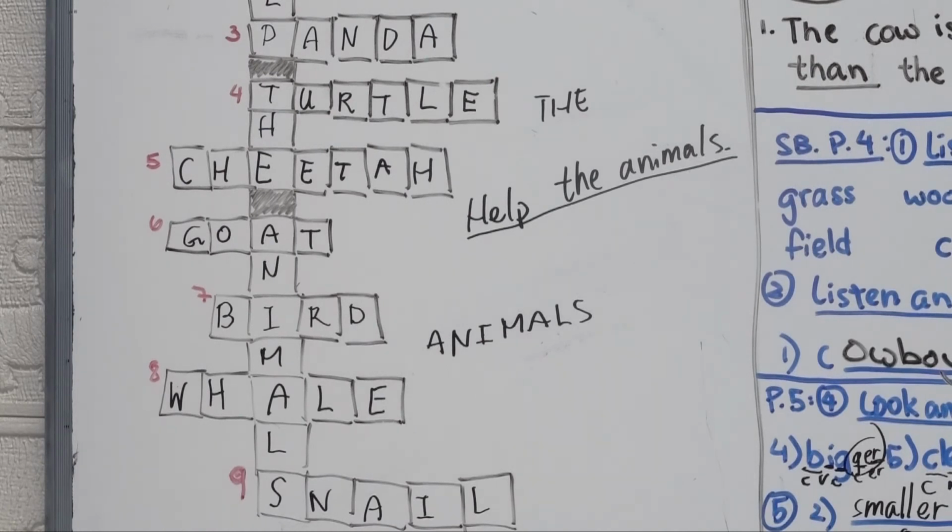Maybe with a broken leg or something. Remember, ask your mommy and daddy first. Don't just touch the animal, okay? Ask mommy and daddy if you can help the animal, and if you can, then it's very good. You can help the animal. All right? All right, good.